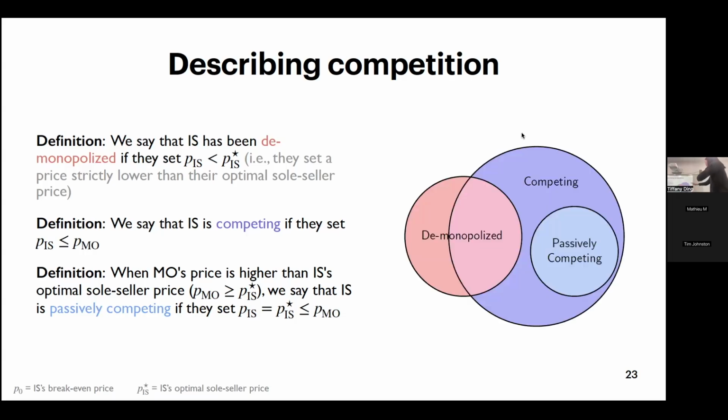So just a visual representation of how these different definitions interact. So whenever you're passively competing, you're also competing. But just because you're competing does not mean you're demonopolized. And actually, you don't have to be competing in order to be demonopolized. So we'll see that, I think, on the next slide.